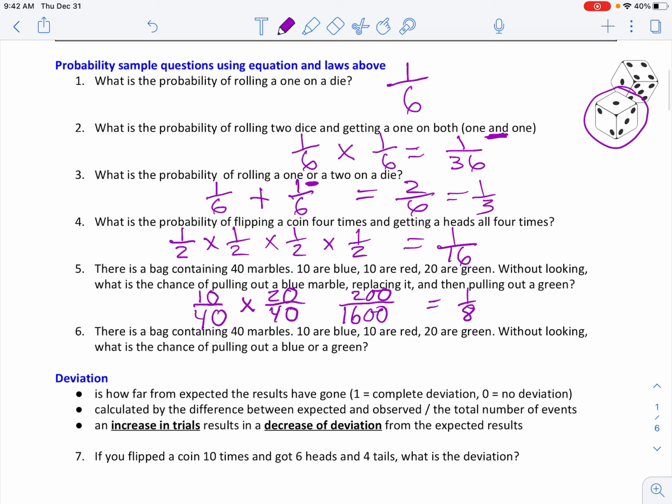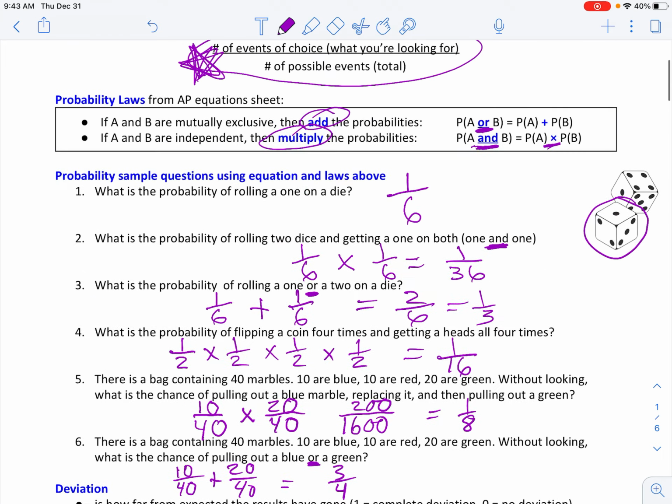Okay, the next one is similar. Bag contains 40 marbles. What is the chance of pulling a blue or a green? And there's an or statement, so I'm going to add these together. So blue is 10 over 40, and green is 20 over 40. Okay.